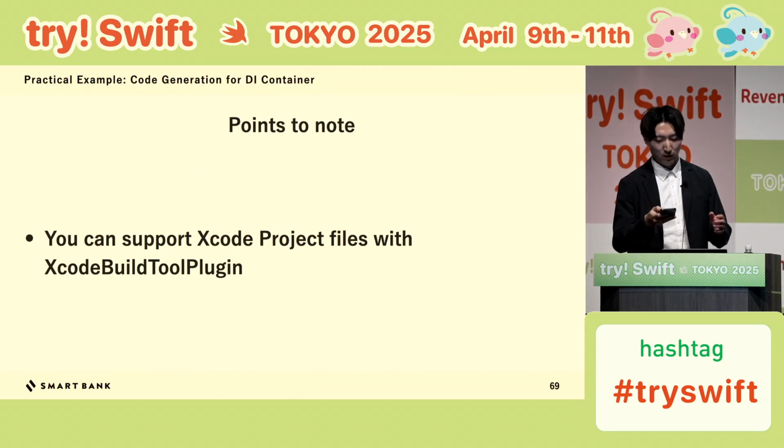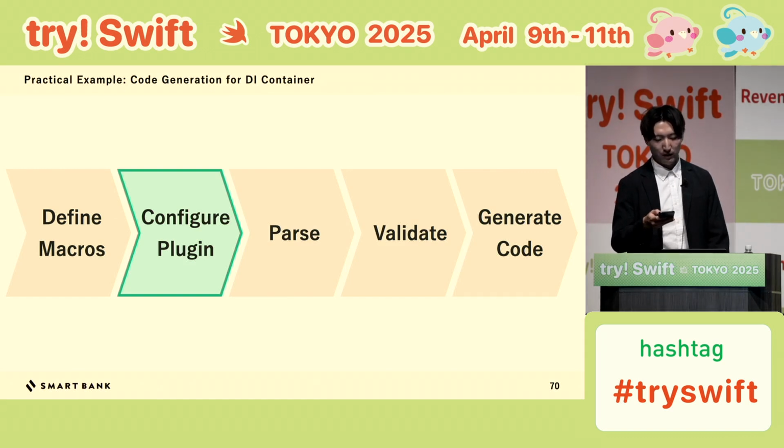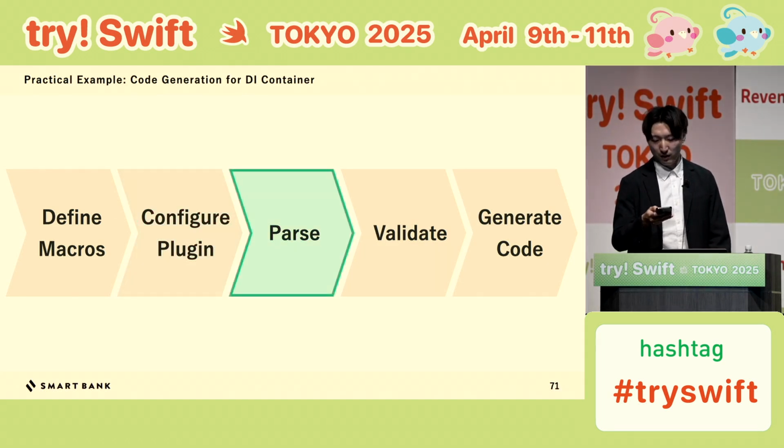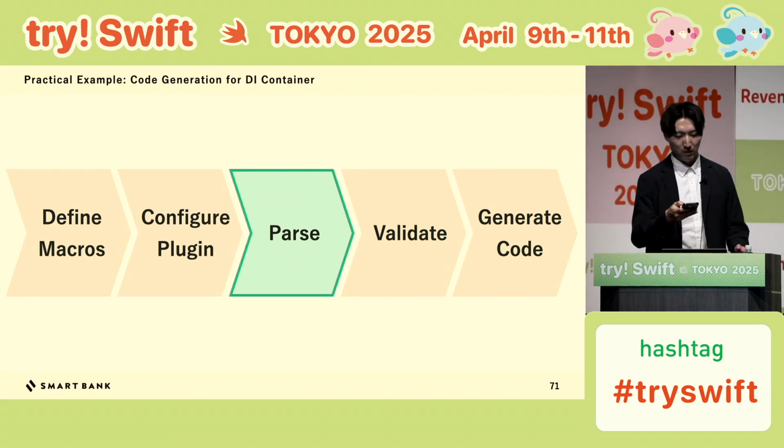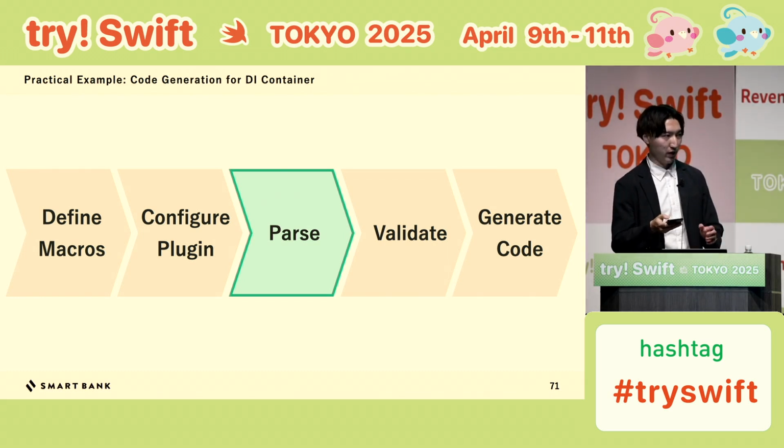While this example focuses on a Swift package-based project, you can also support Xcode projects by implementing an Xcode build tool plugin. That concludes step 2, configure plugin. Now, let's move on to the third step, parse. Using the input obtained from the plugin we set up in step 2, we'll proceed to parse the source code.